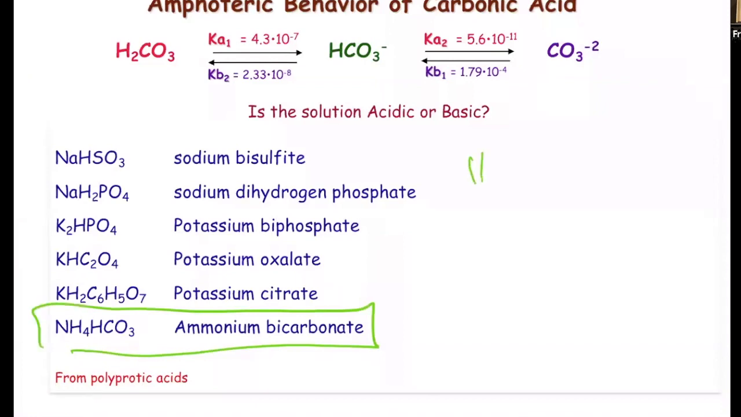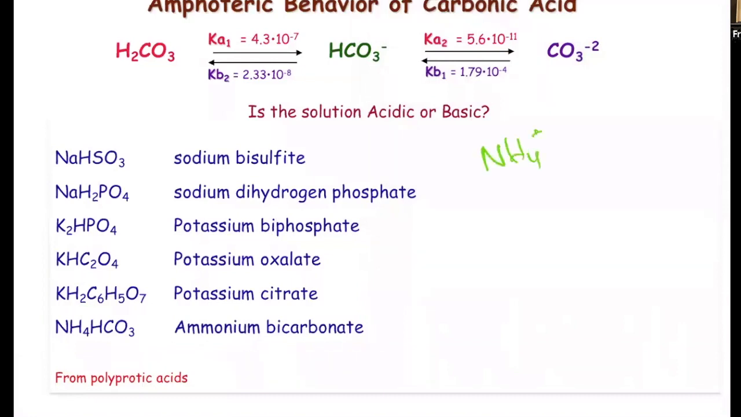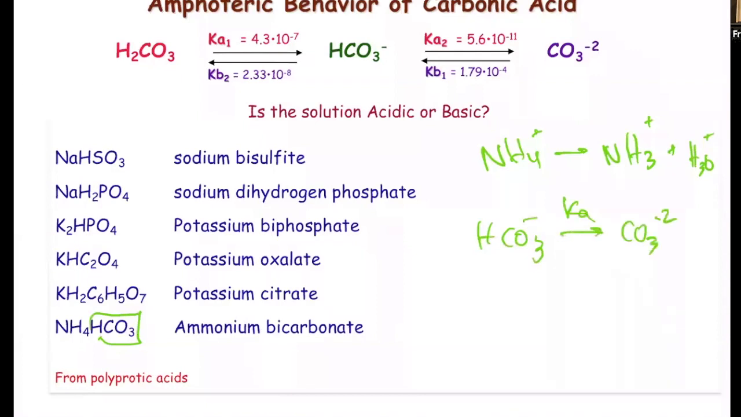Why? Because ammonium, this is a problem in itself. Ammonium, we'll do this. You have to look at all the reactions that are possible. Bicarbonate, that's what this is. We'll do this. Or you can do this. So this particular problem is actually three problems in one.